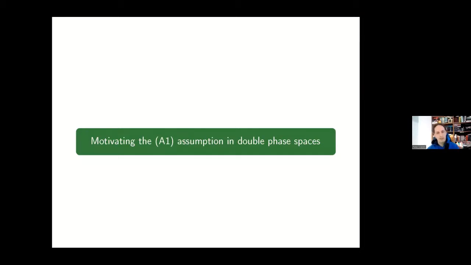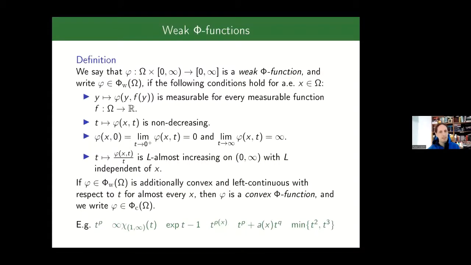So let's go to the first part, motivating the assumption. And here I will use this double phase space or functional, which has been studied in many papers recently. Here I have first the definition of phi function or Young function, generalized Young function. So phi has two arguments. One is in a domain in space, in R^n, for instance, or it can be a metric space as well. And here, at this stage, the second argument is just a positive real number.